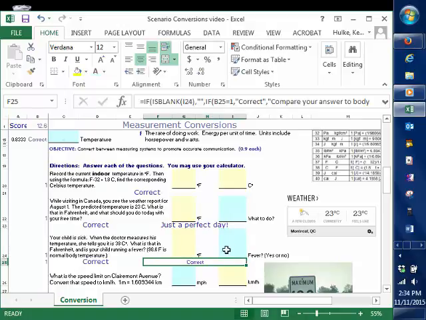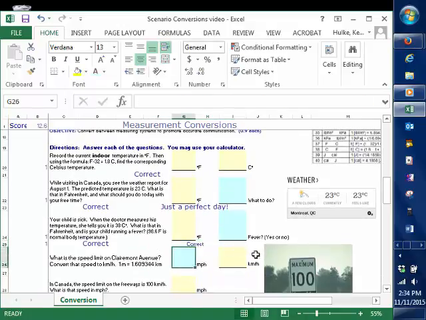I would say probably. Speed limit on Claremont Avenue, 55 miles per hour. Oh, going back here to this one, if you don't have the conversion calculator, what you need to do is to solve that for Celsius.